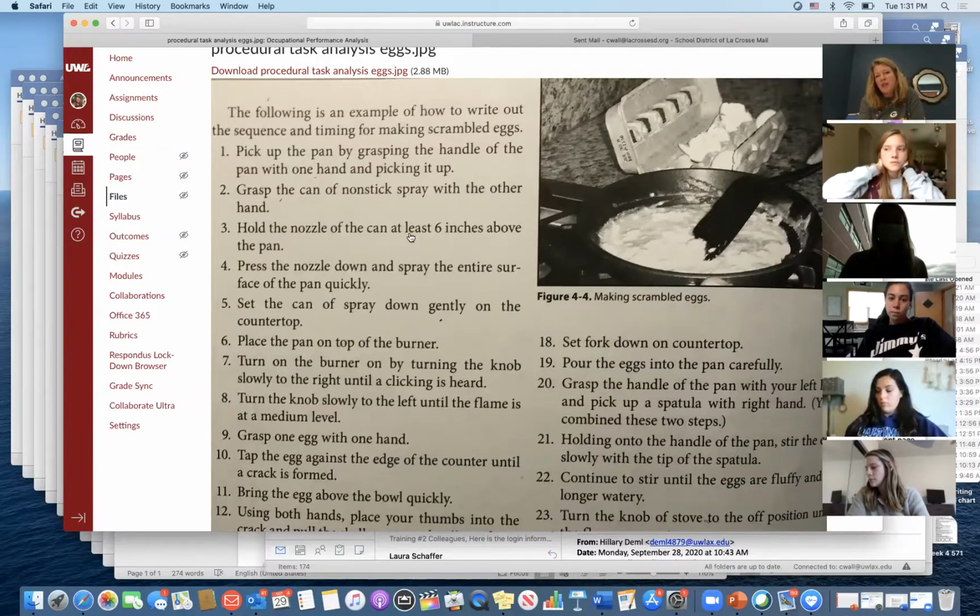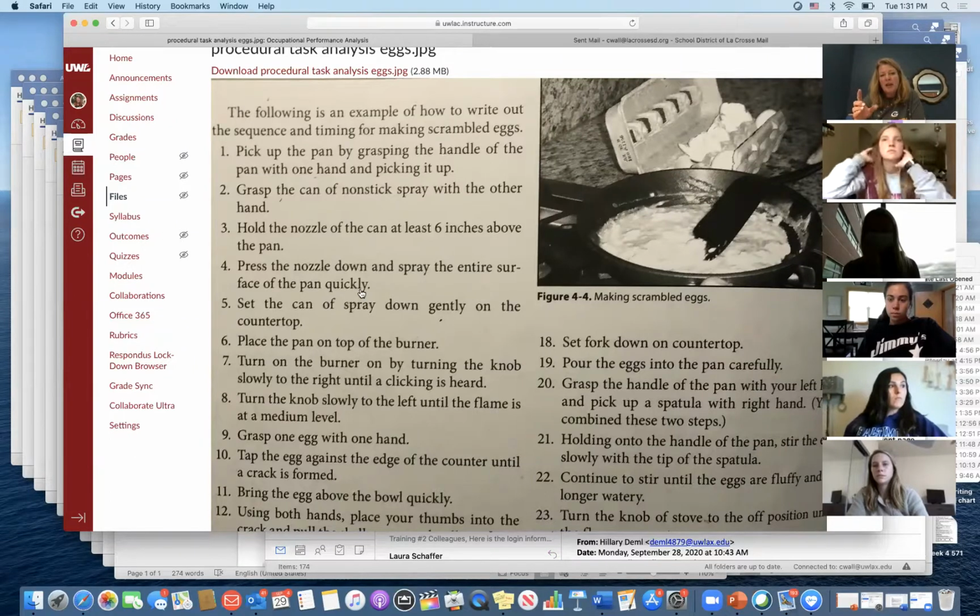Hold the nozzle of the can at least 6 inches above the pan. Press the nozzle down and spray the entire surface of the pan. So again, you have to picture, can your client use that isolated index control to hold onto the can and to spray with their index finger? Is that a skill that they could do? Maybe not. So then if they can't, how can you adapt it? You can definitely adapt it by using something that doesn't come out of a spray can.